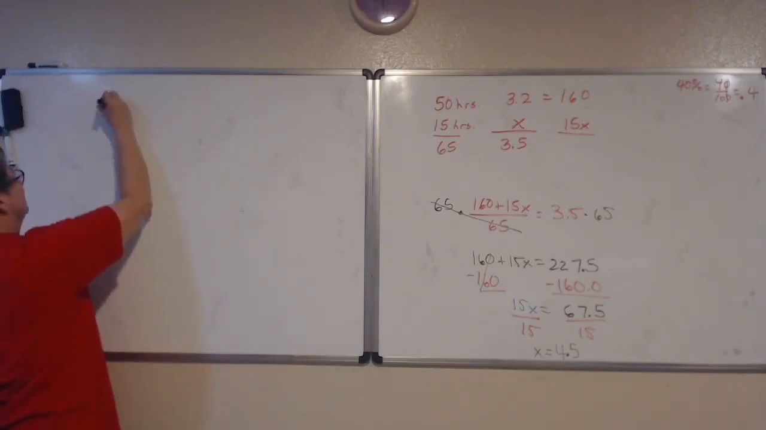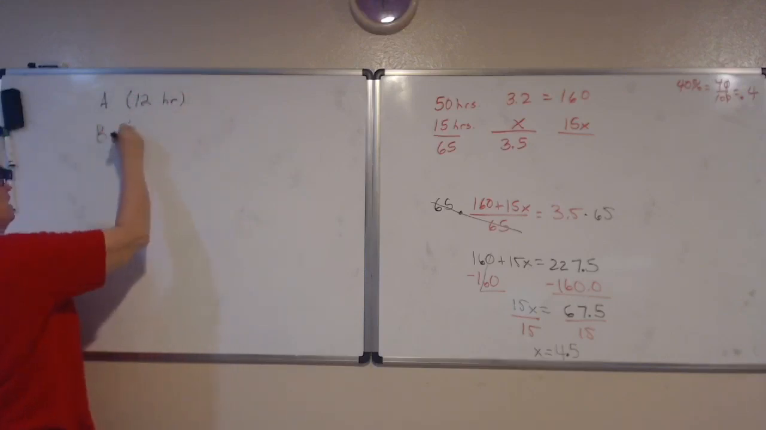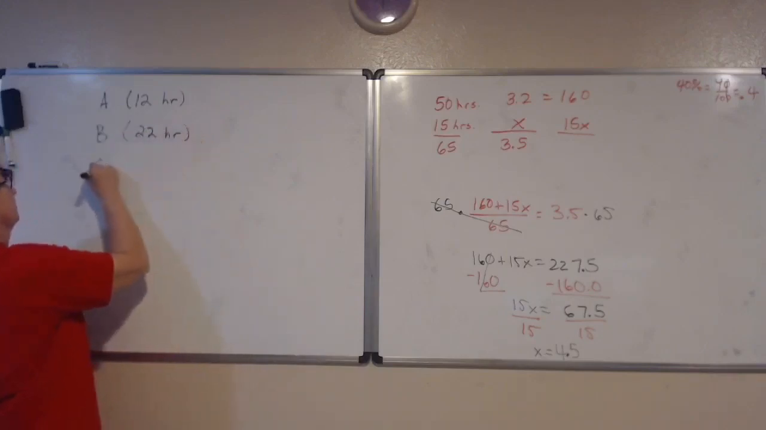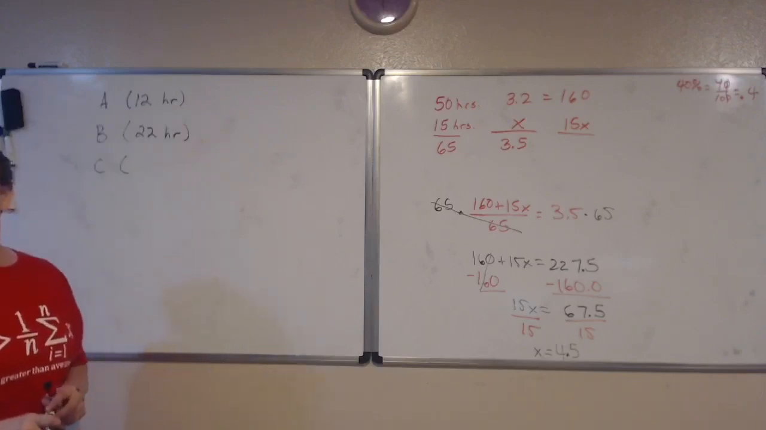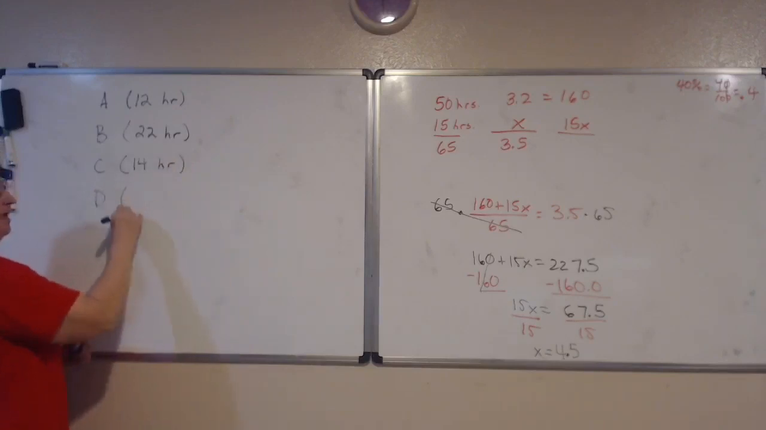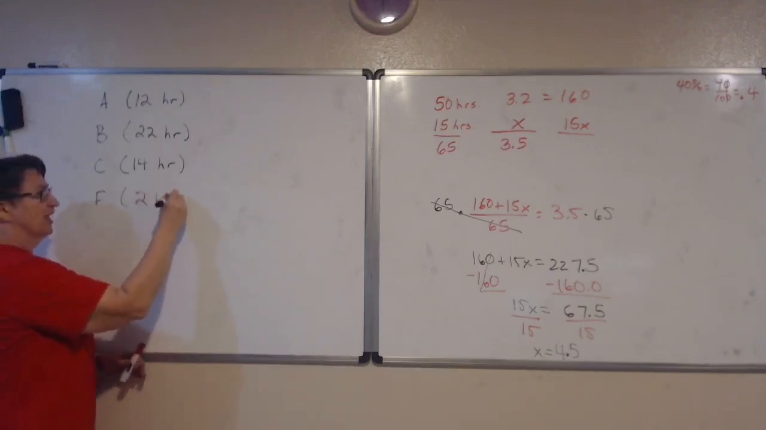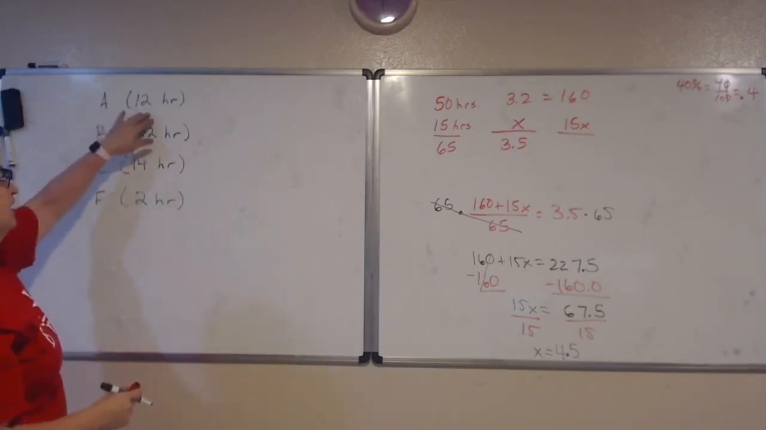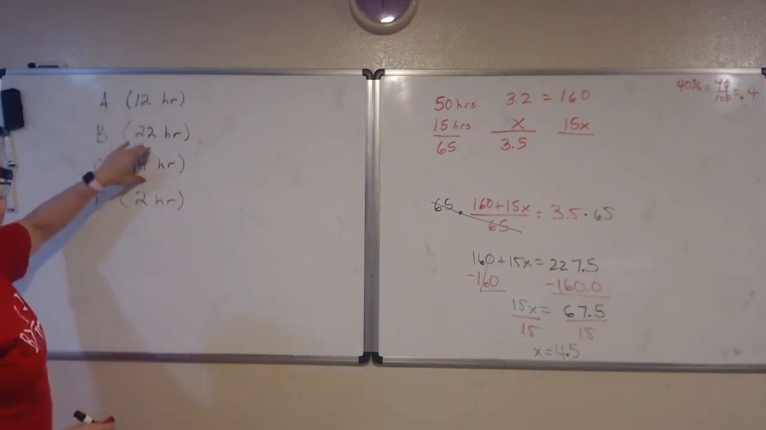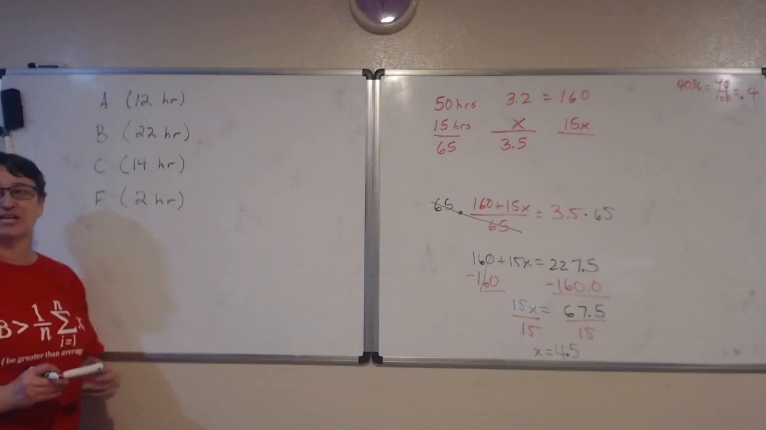On my transcript, maybe it says I have an A for 12 hours, a B for 22 hours, a C, I'm going to retire this black marker after today, a C for 14 hours, and no D's, but an F for 2 hours. So if I look at my full transcript and add up how many A's I made, I had 12 hours worth of A's. And B's, I had 22 hours. And C's, 14 hours. And F's, 2 hours worth of F. And I want to know what's my GPA.